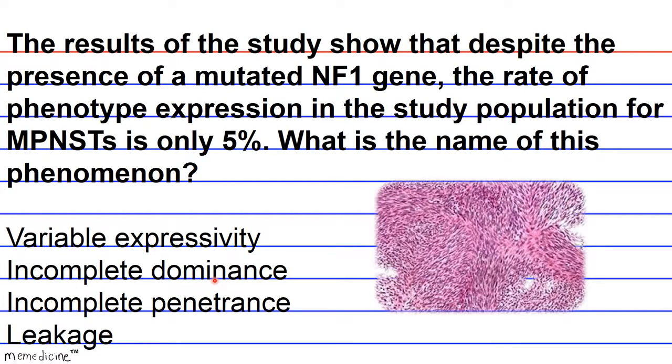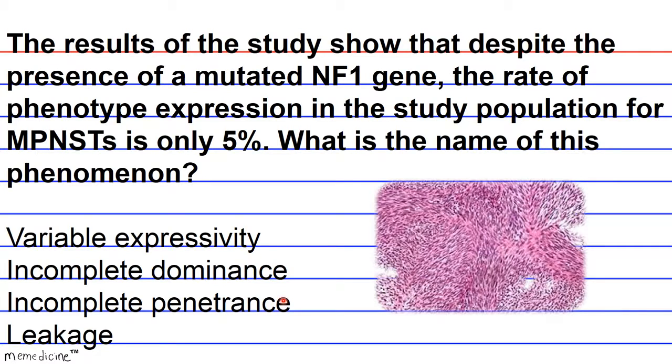And then what we're left with now is variable expressivity and incomplete penetrance. Well, penetrance is defined as the frequency in which a genotype results in a phenotypic expression. And that seems to be the case here because we're told it only shows up like 5% of the time. Okay, so let's sort out incomplete penetrance and variable expressivity once more because the two sound so similar that they can get confused in some of our minds, okay?